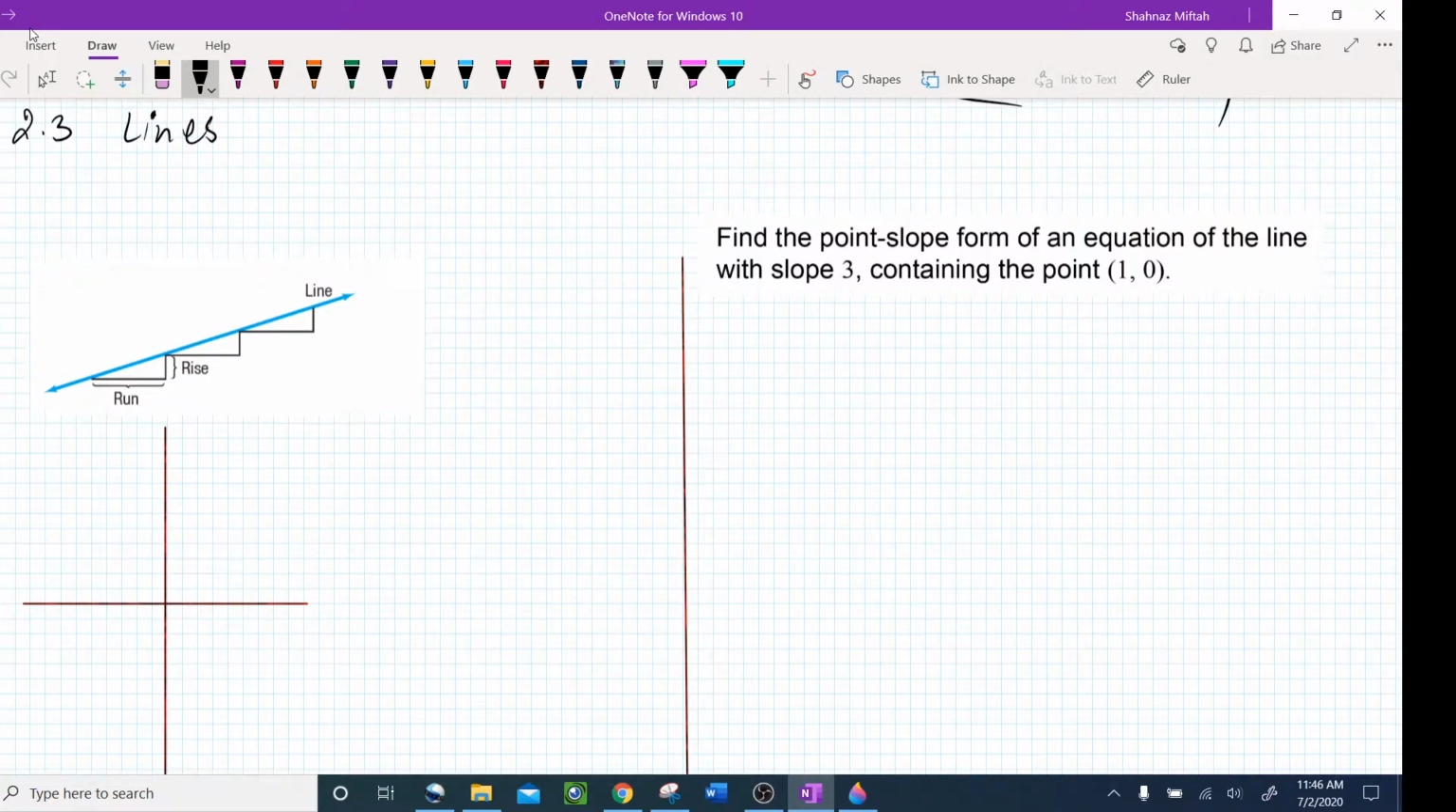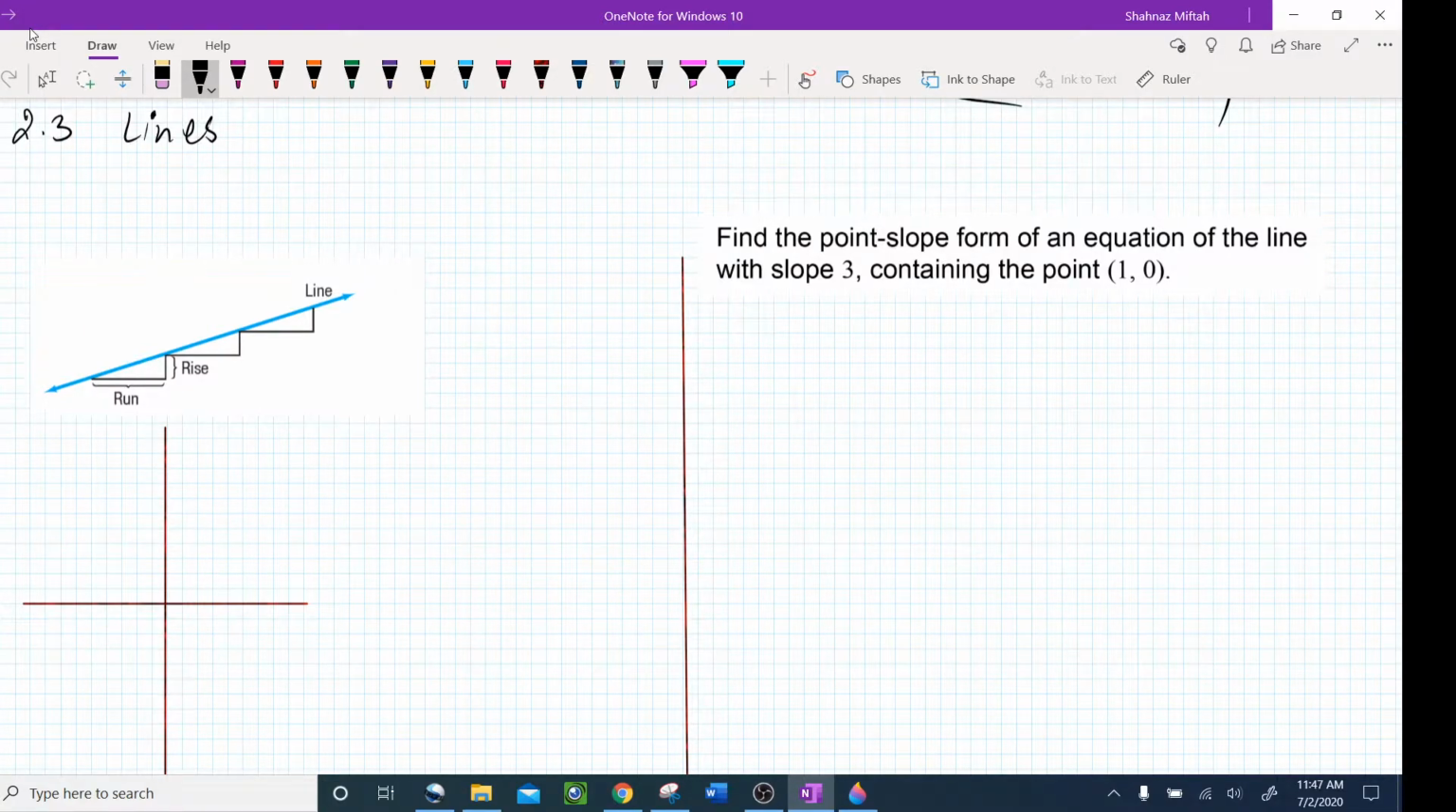Slope of lines. How are we going to graph the lines, the equation of a vertical line, point slope form of a line, horizontal line, slope intercept form of a line, and parallel and perpendicular lines equations. So a lot. So let's start with calculate and interpret the slope of a line.